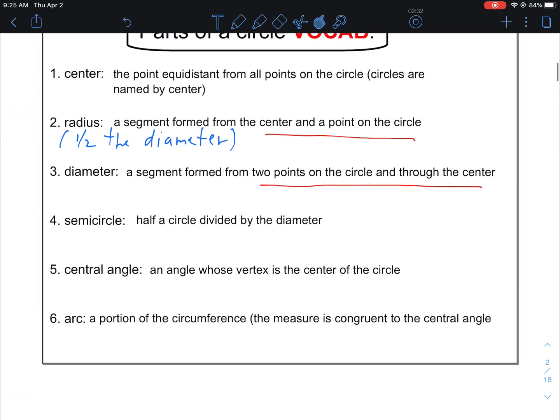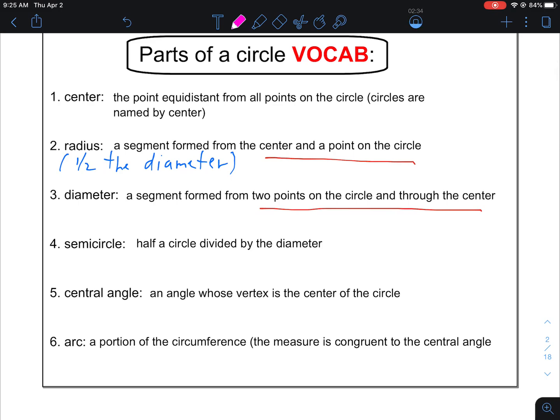So, semicircle, that's just half a circle. All right, if you're smaller than that, you're called an arc. It says here a portion of the circumference. And that's kind of a tough definition to understand without talking about circumference. Circumference is the distance around a circle, but that actually shows up in the next part of the notes. So just know that an arc is like a little chunk of a circle.